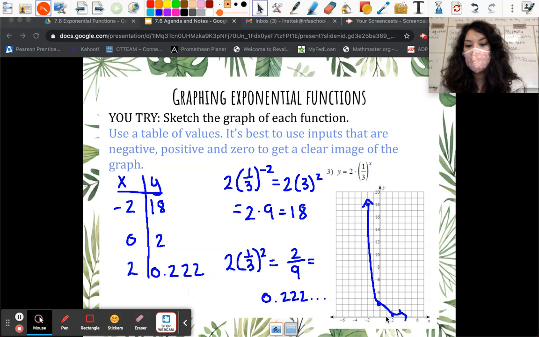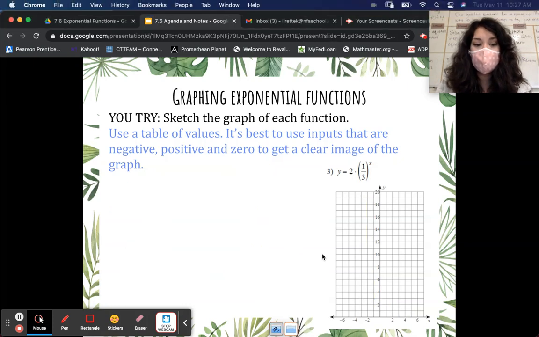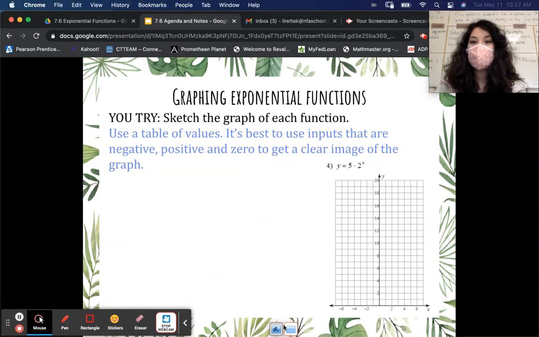So for this one, when I go to the right 2 times, to the best of my ability, I didn't even go up half of a grid line. 0.2 is less than a half. So I just kind of put it right there. And then to the best of my ability, using this tablet, I tried to connect them. Let's see if we've got another one. We do. Okay, so I'm going to pause the video again, give this one a try.